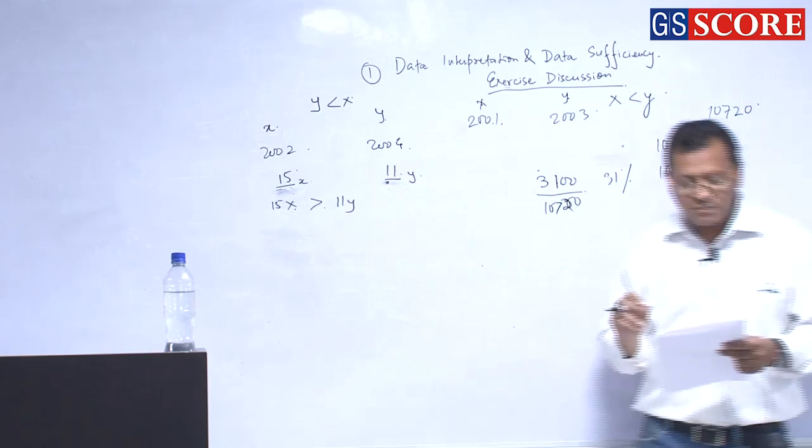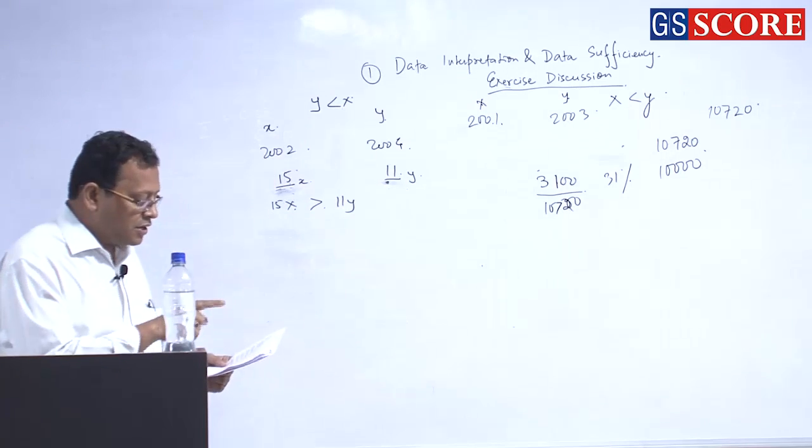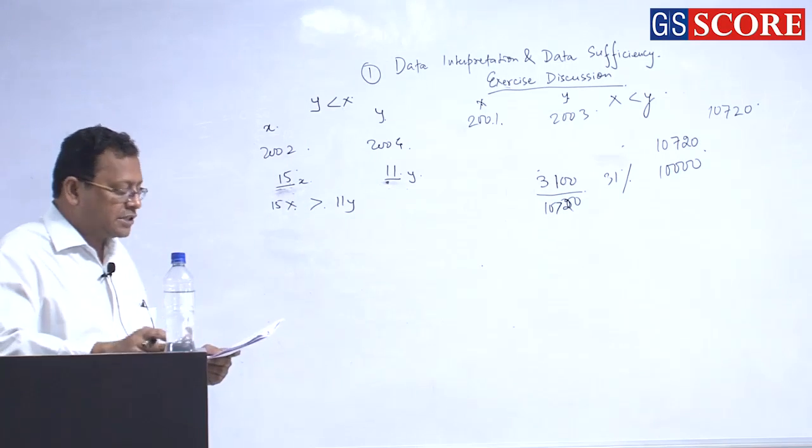Okay, now question number 6 to 10. What is the rate of compound interest? Now here the options are, see the options very carefully for data sufficiency.